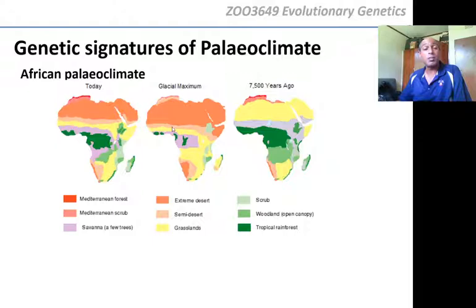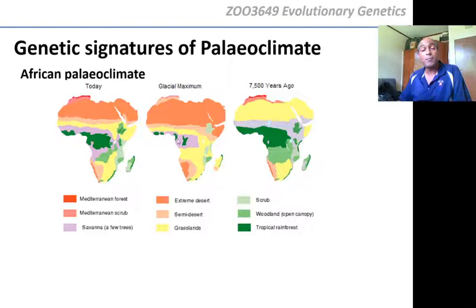So you would have had continuous grazing populations from South Africa all the way into West Africa, which you do not have today. Okay? Because the grasslands are not continuous today. The populations are fragmented. Grassland populations are fragmented. And look at here, the forests. Look how small they were during the last glacial maximum.